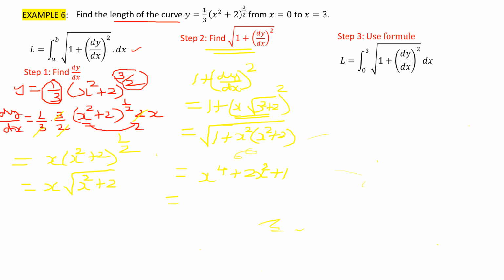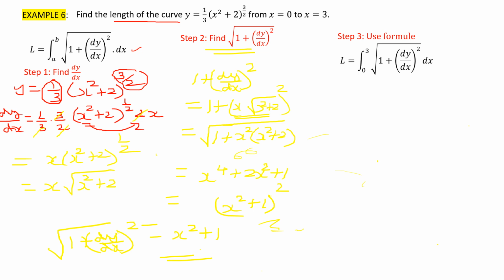So this I can write in the form of (a plus b) the whole square. That will give you (x power 2 plus 1) the whole square. Now I want to write the square root of 1 plus (dy by dx) the whole square. So if I take the square root, the square root and square get cancelled. We are left with only x squared plus 1. Okay, now move to the last part.